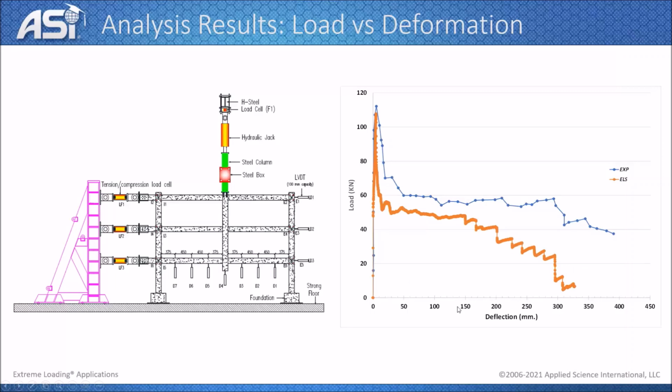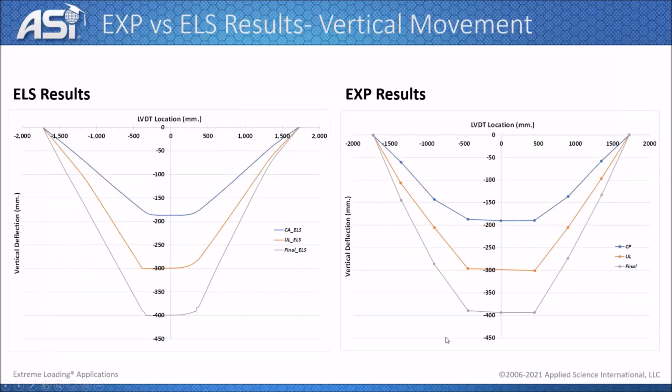So this is the deflection versus the load. We are matching here very well with the experiment results. And then we will go through the different deflections. We are seeing a comparison between ELS results and experimental results. So it's visible in here at this stage. We have a deflection of around 180 millimeters, which is equivalent to what we see in here.